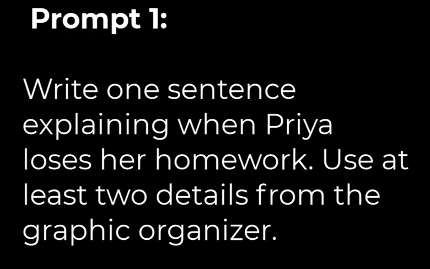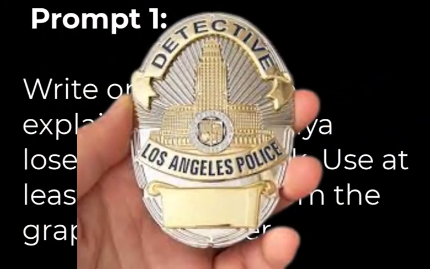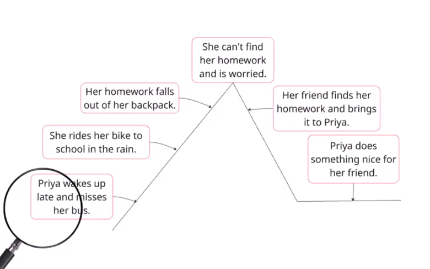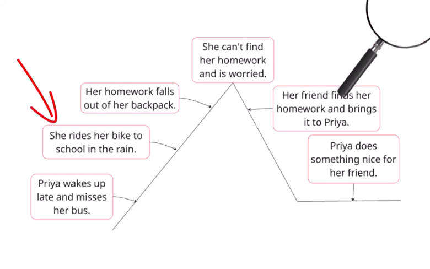As a reminder, the prompt is write 1 sentence explaining when Priya loses her homework. Use at least 2 details. Now you should think as a detective would. Turn on your detective mode. Let's solve our first case. First, we collect the evidence. What are the significant occurrences? Rides bike to school in the rain, and homework falls out of backpack.